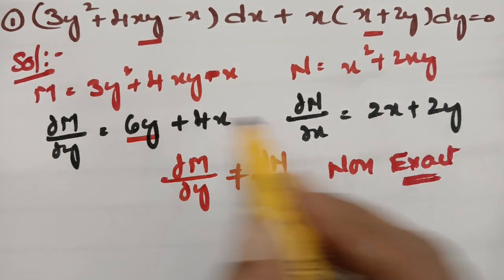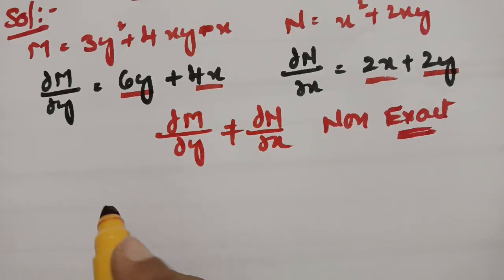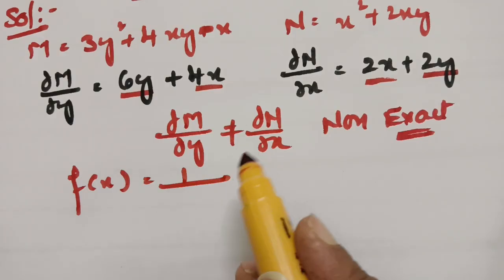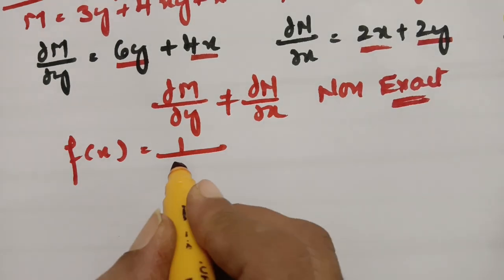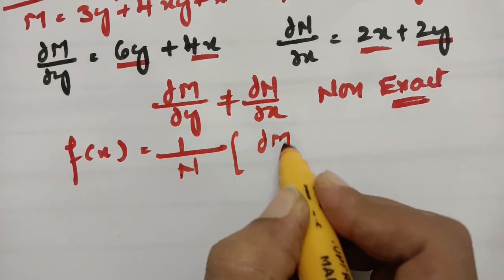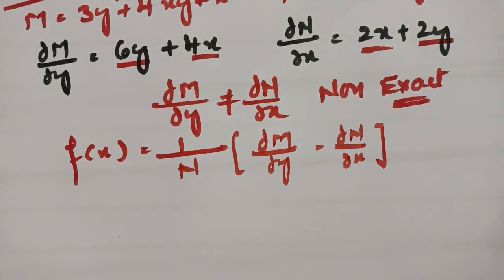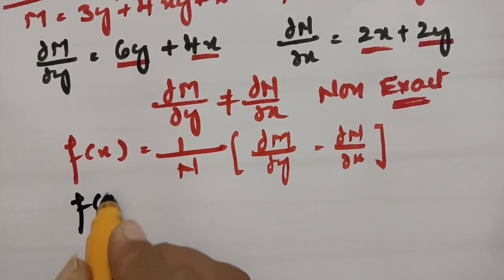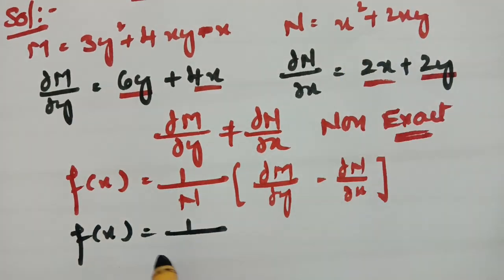There are like terms here: 6y, 2y, 4x and 2x. So I am going with the formula for f of x. If I consider f of x is equal to 1 by N times, whichever of M and N is smaller, take it in the denominator, 1 by N times dou M by dou y minus dou N by dou x. And the value here is very clear. F of x is 1 by N, and N is x square plus 2xy.